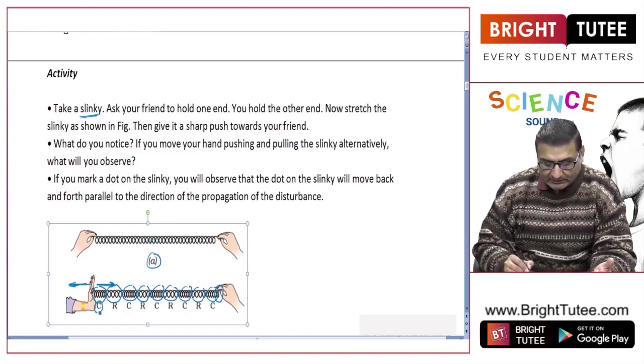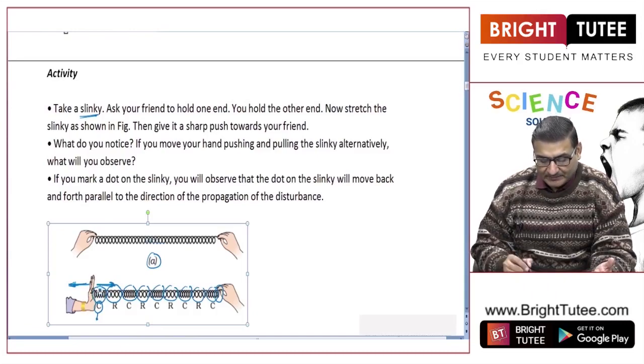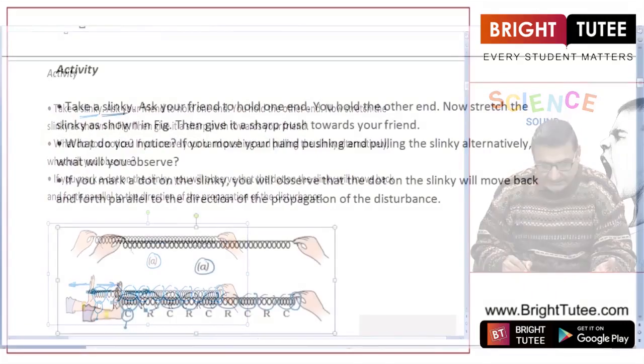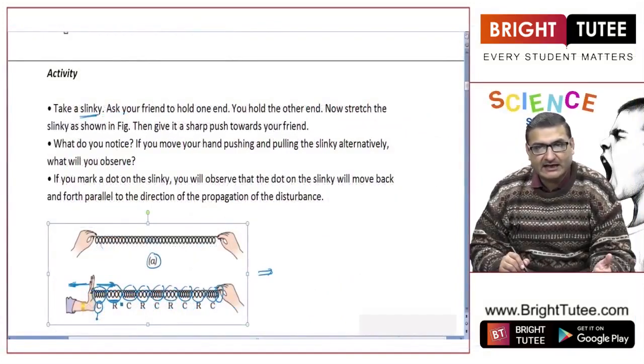This is the compression part, where, as we know, the particles come closer to each other. The same is the case with the slinky: the turns are closer to each other as compared to normal, so it is quite compact. And this is the rarefaction part, where, as compared to normal, the turns are a bit apart from each other. So through a slinky we can show how the formation of compression and rarefaction takes place.